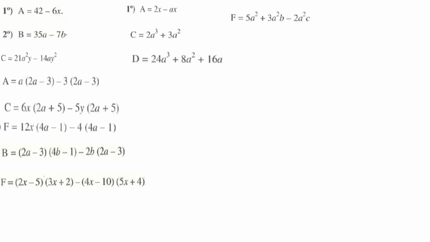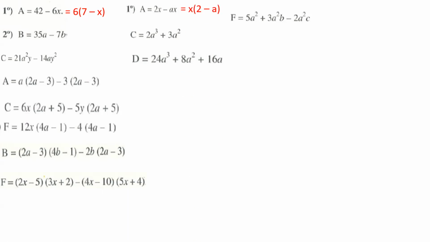Do I have a common variable? Of course, no, since in 42 I have no variables. So I take as common 6. I write 6 and I open parentheses. I say 42 divided by 6 is 7. Minus 6x divided by 6 is minus x, and I close parentheses.